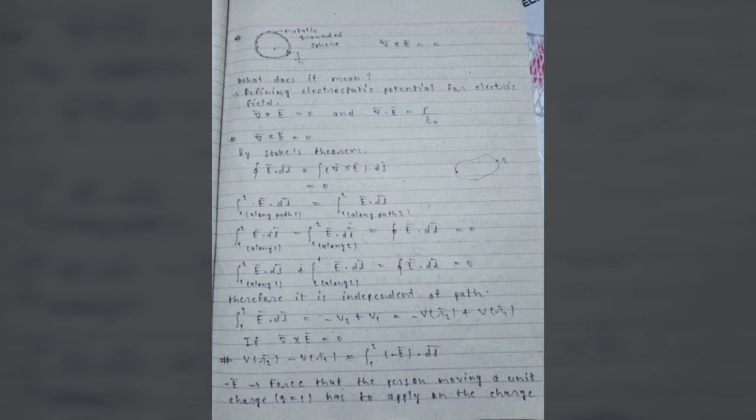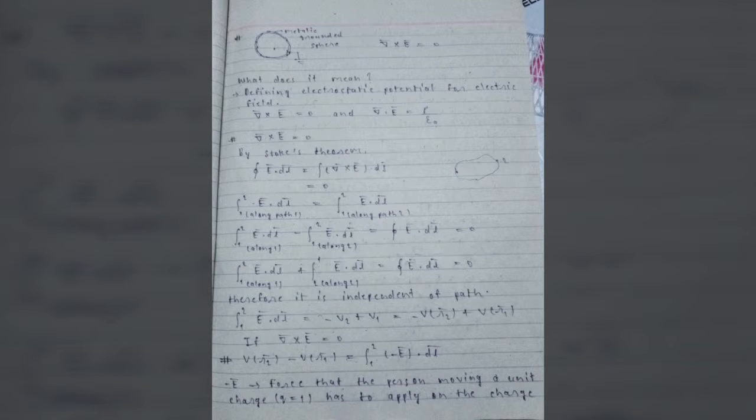And therefore, if I take 2 points, 1 and 2, and let me choose one path along this, call this path 1, and a second path along this, call this path 2, then the integral from 1 to 2 along path 1 of E dot dl is the same as the integral from 1 to 2 along path 2, if the curl of E is 0.